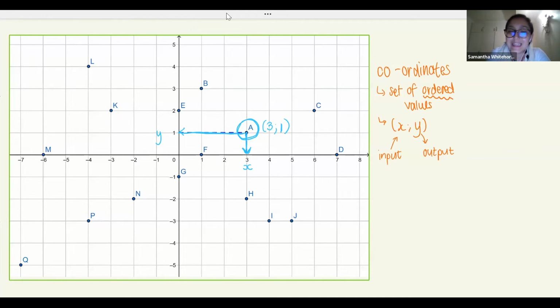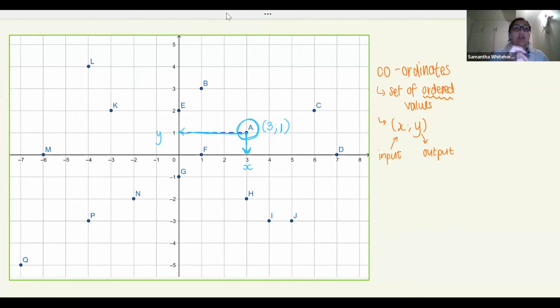We can specifically pinpoint exactly where A is. Now, this is important, guys, because I won't necessarily always give you a diagram. I might just say to you, A is the point 3, 1, and expect you to draw it, which we're going to get to just now. So you need to be able to look at a coordinate and know where it sits on the Cartesian plane. And like here, you need to be able to look at a point and be able to read off its coordinates.